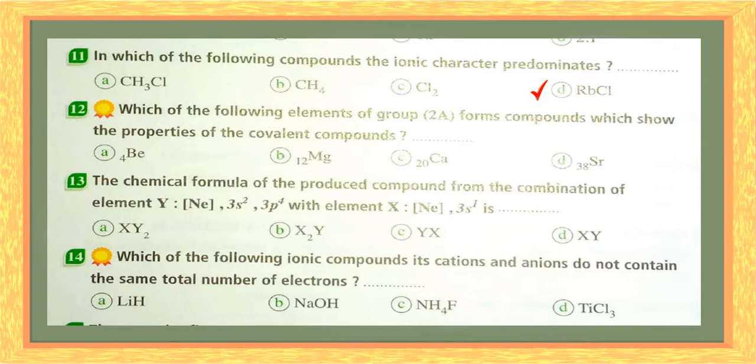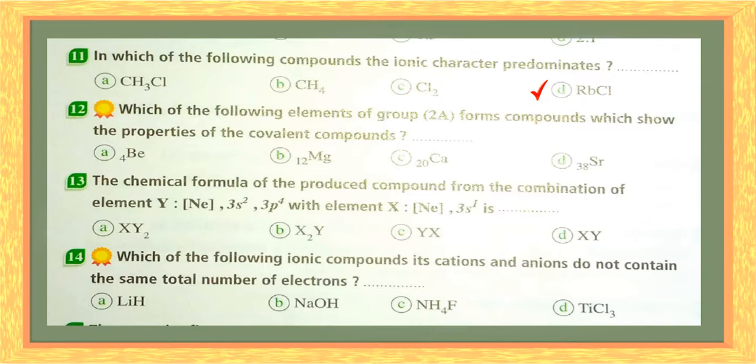Question 12 says: which of the following elements of group 2A forms compounds which show the properties of covalent compounds? Okay, we have here beryllium, and another one, magnesium, calcium, and strontium. These are elements of group 2A.